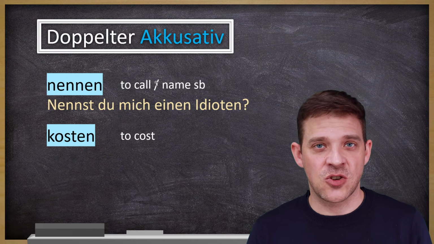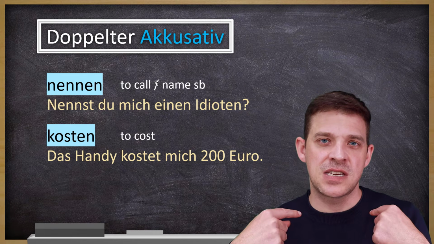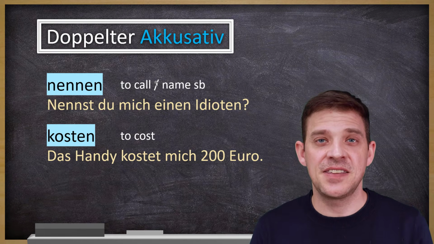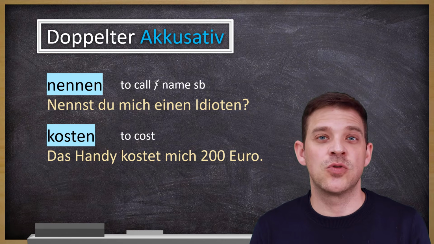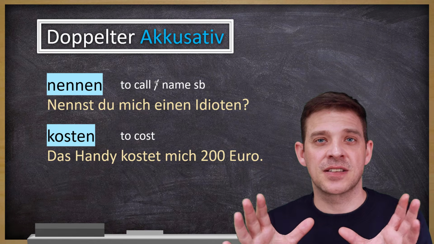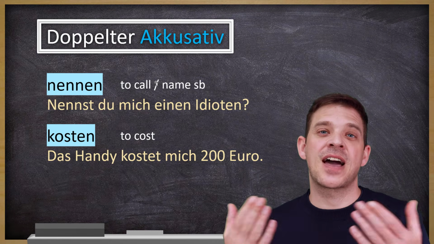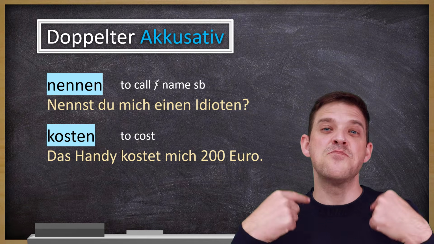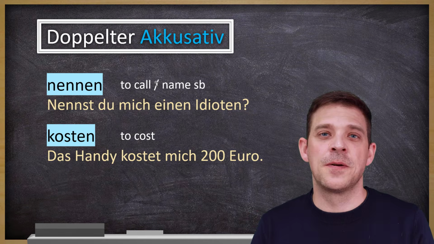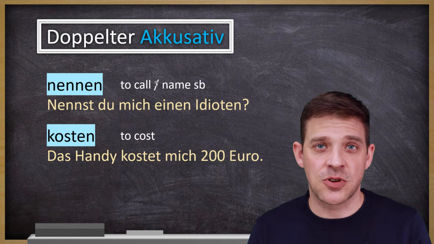Oder kosten. Kosten heißt to cost. Das Handy kostet mich 200 Euro. And here again, with kosten, you can just use one object: das Handy kostet 200 Euro. But you can also add a person. Das Handy kostet mich 200 Euro. The cell phone costs me 200 euros.